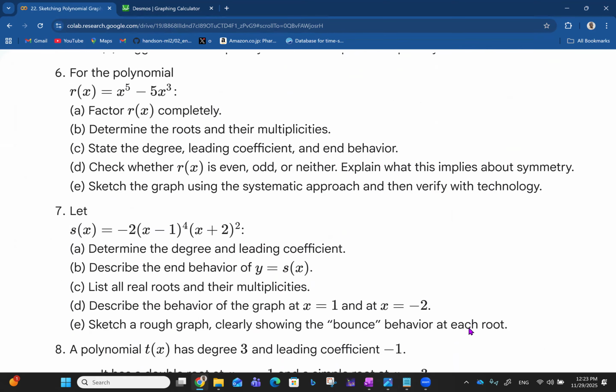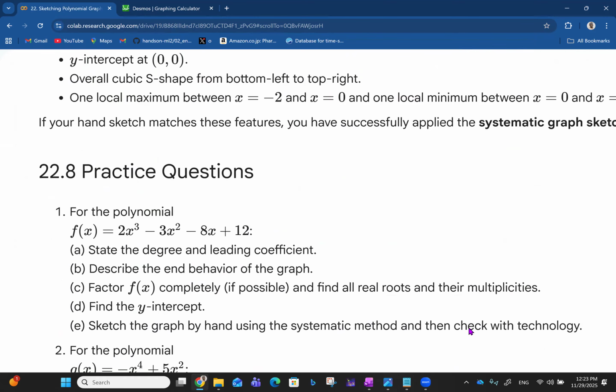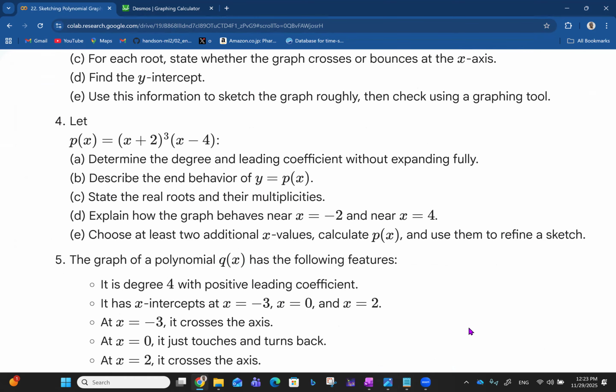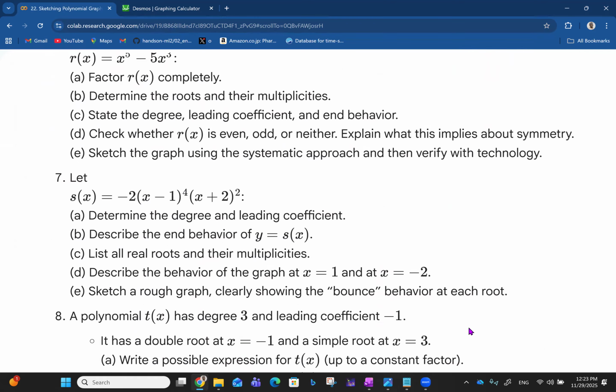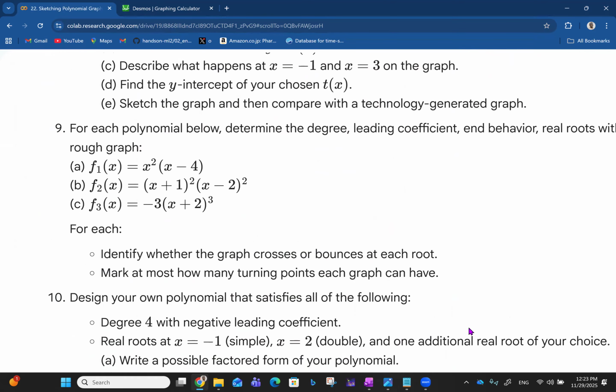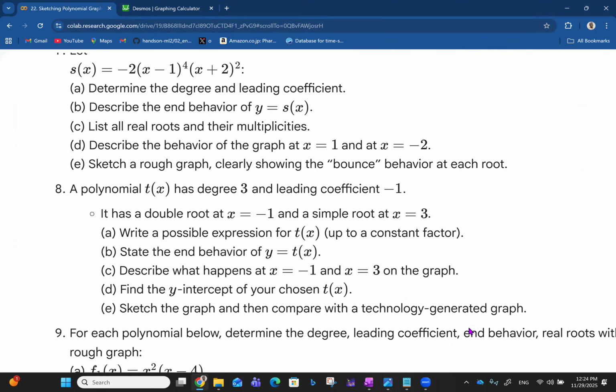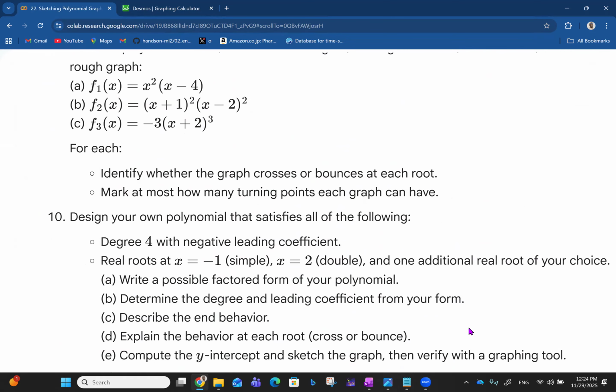So try this out. Thank you so much for listening. This has been a very long one, but I think it's worth it. So in case you don't have technology, at least you can use all the information you have about a polynomial to get its curve sketched systematically.